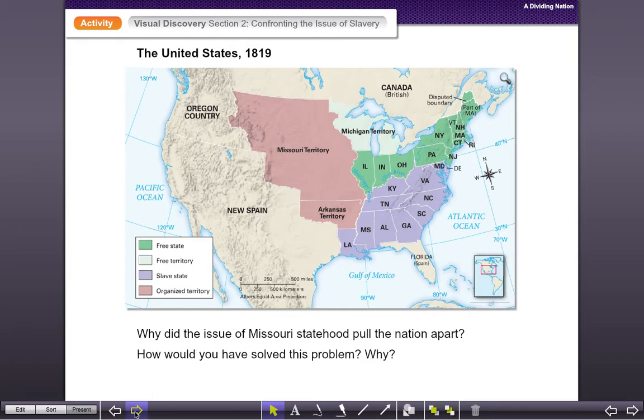How would you have solved this problem and be able to explain why? So I'm going to let you think about that, ponder that. How would you have solved this problem? Missouri wants to join the United States, free state, slave state. What are you going to do? Think about it, explain why. Remember, always go to the why. Be able to explain your stuff with evidence. All right. So think about that.